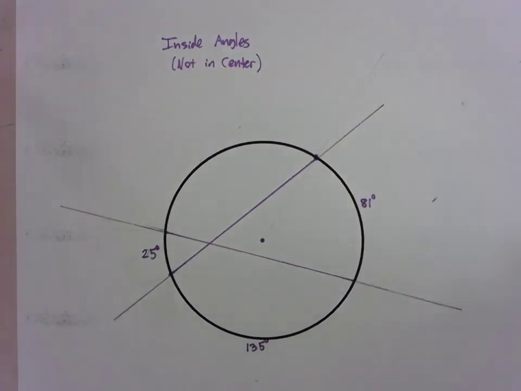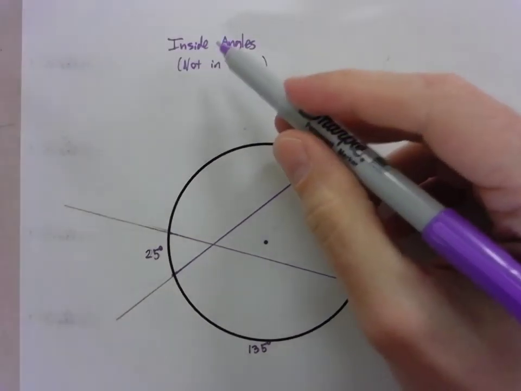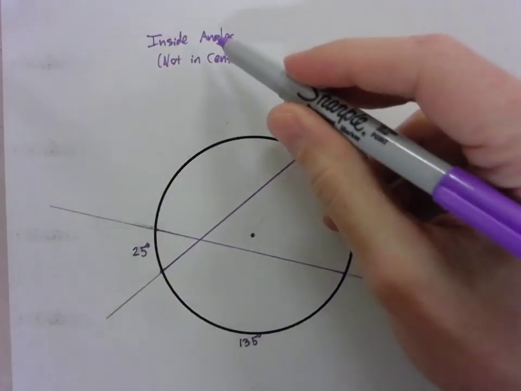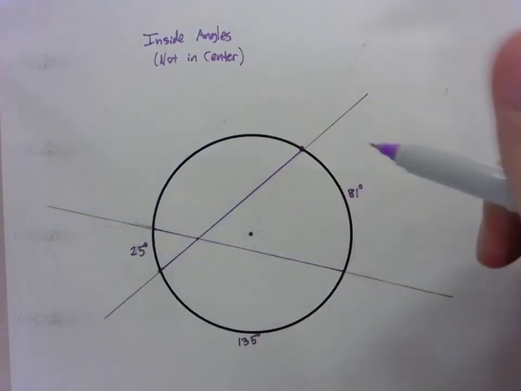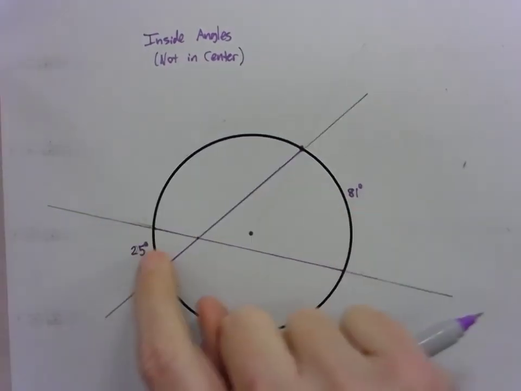All right, thanks for sticking with me. I know this is a lot. There's another two types of angles we're going to be talking about. One's angles that are inside the circle but not in the center. They have a relationship to the arcs on the edge as well.